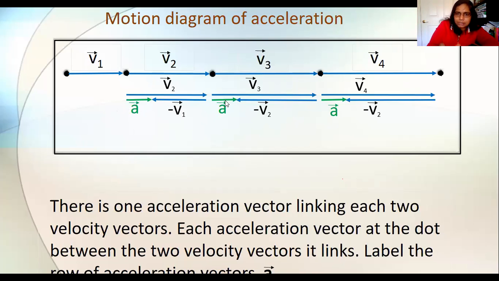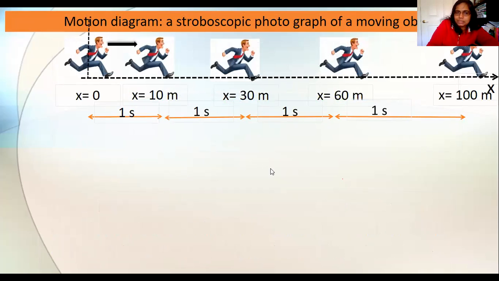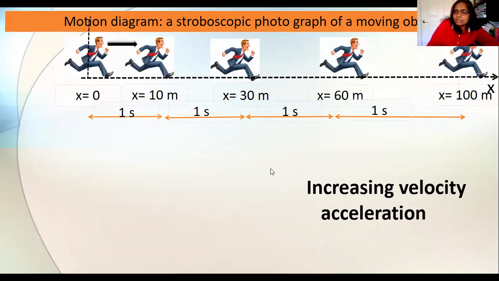Now, if you measure the size of this arrow, it's kind of the same, right? So that is a constant acceleration. So this person has run with a constant acceleration. So it is an increasing velocity in the positive direction.